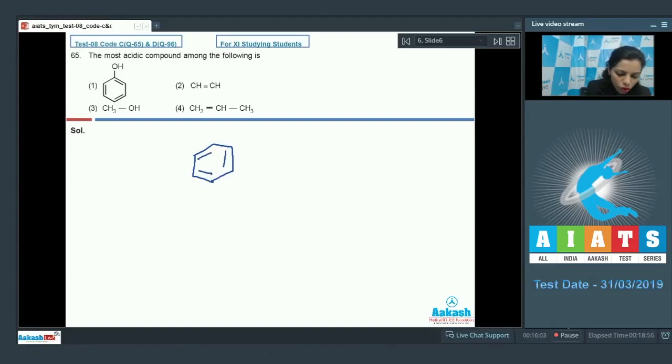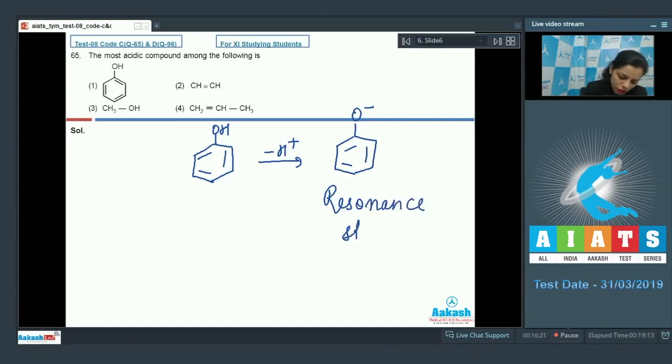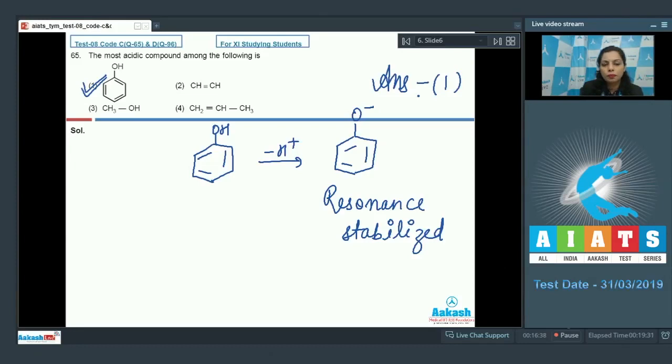Why? Because phenol, when it loses one proton, forms phenoxide ion. We know that. This is phenoxide ion. And this phenoxide ion is resonance stabilized. It means due to its resonance stabilization, phenol shows maximum acidic character, and resonance is not there with methanol. That's why its acidic nature is less as compared to phenol. So most acidic among all these is phenol. That's given in option 1.